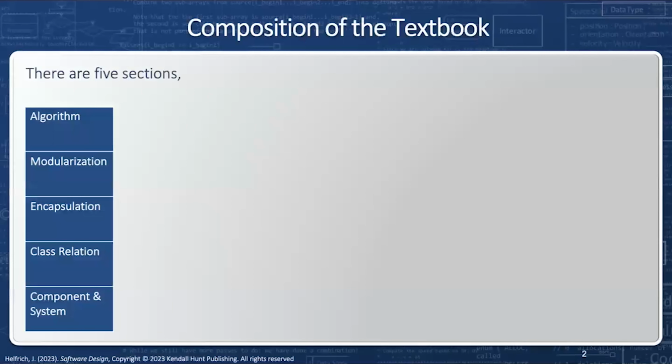There are 5 sections: algorithm design, referring to everything that goes on within a function; modularization design, which describes how to create and organize functions; encapsulation design, which talks about how to design individual classes in isolation of the rest; class relation design, which refers to how to build classes that are interrelated; and finally, component and system design. Each section has 4 categories.